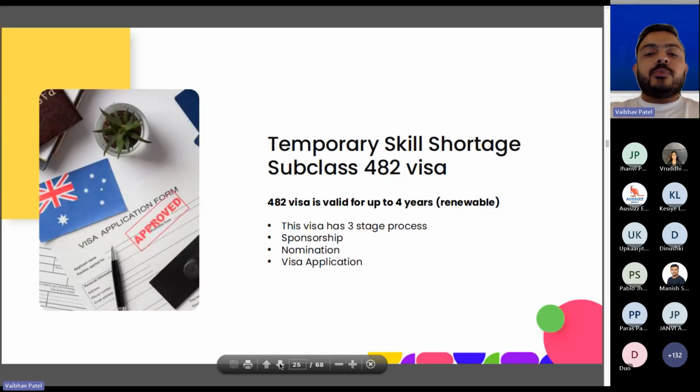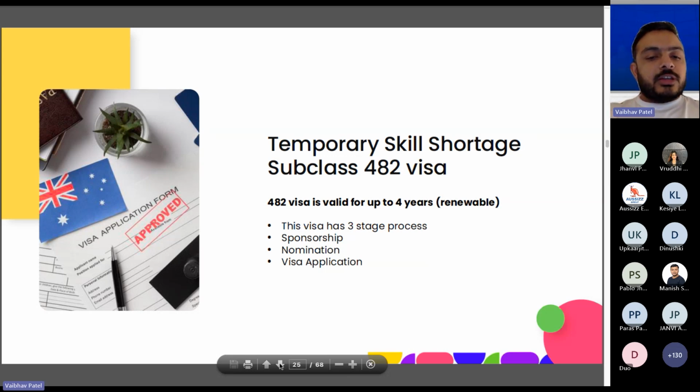Subclass 482 has total 3 stages. It can be granted for up to 4 years, and it can be renewed further if your employer is not happy to sponsor you for a PR, but they really want you to work for them. They might be able to renew it for another 4 years, or whatever period your employer chooses to do so.